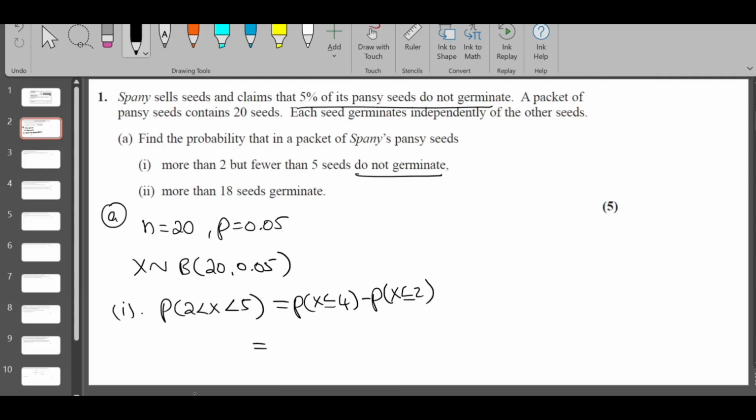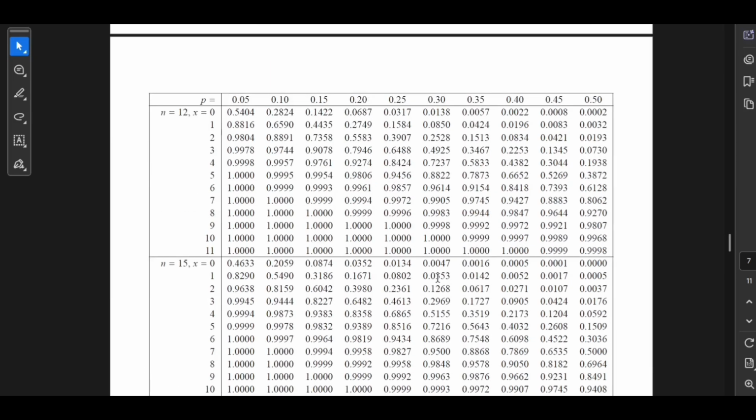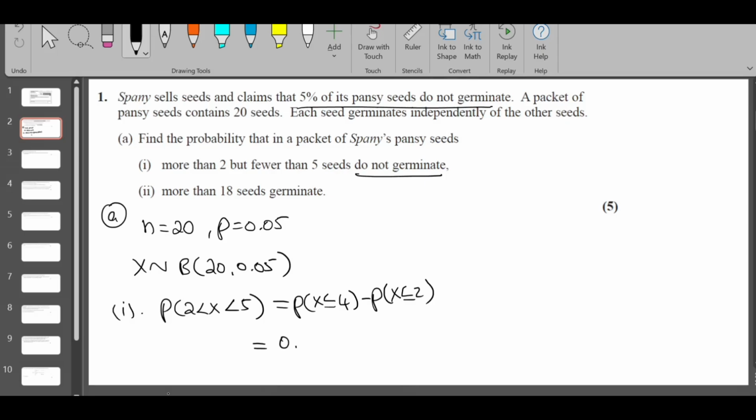Let's get the table values. For N is 20, probability is 0.05, X is 4 and 2. N is 20, the first column is the probability of 0.05, 4 is 0.9974, 2 is 0.9245. So 0.9974 minus 0.9245. When you subtract, you're going to get 0.0729. That's all.